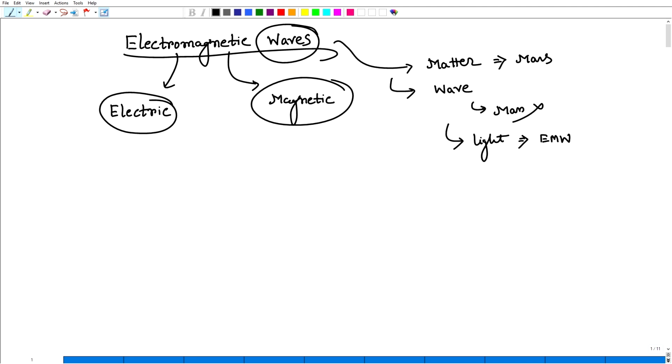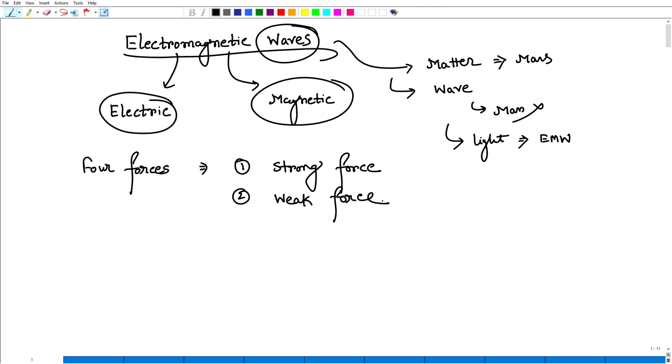So in our universe there are basically four types of forces, as we know. The first one is the strong force, the second one is the weak force. The strong force and weak force work at the micro level, like inside the atoms, the electrons, protons. Another force is the gravitational force.